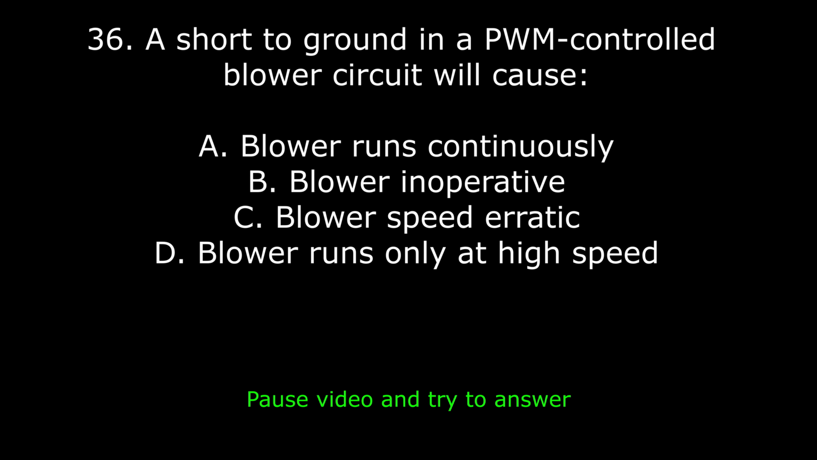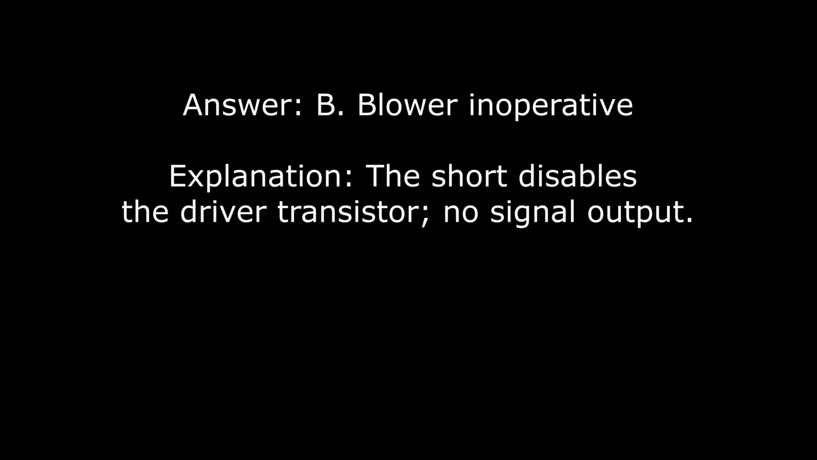36. A short to ground in a PWM-controlled blower circuit will cause: A. Blower runs continuously. B. Blower inoperative. C. Blower speed erratic. D. Blower runs only at high speed. Answer B. Blower inoperative. Explanation: the short disables the driver transistor, no signal output.